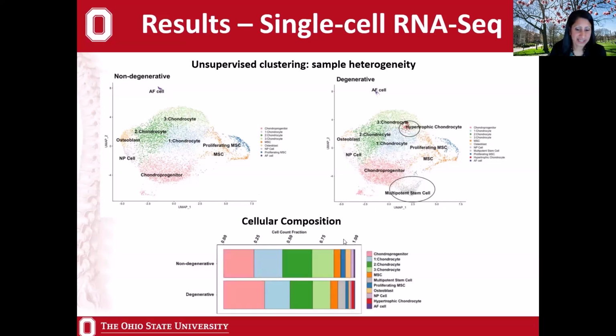And then when we looked at the cellular composition, you can see that the chondroprogenitors make up the bulk of cells in our healthy and our degenerative group. This is then followed by chondrocyte population 1, chondrocyte population 2, and then 3, and so on. But that's just giving you an idea of the distribution.